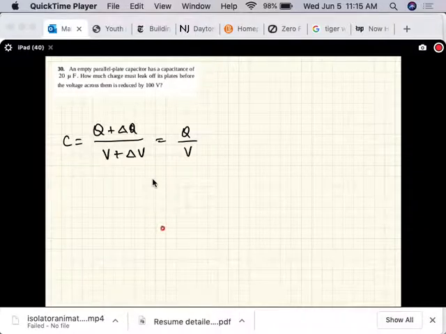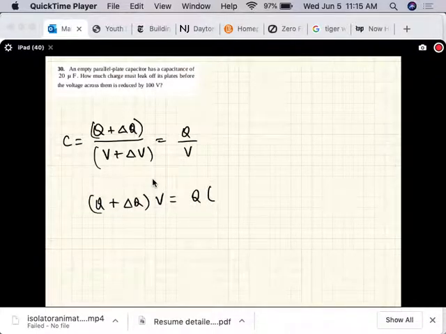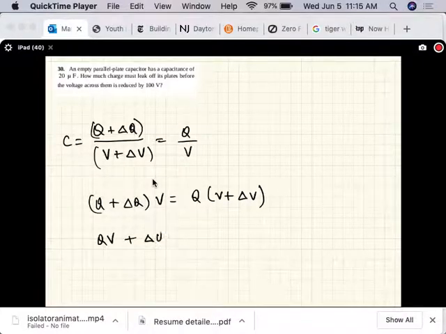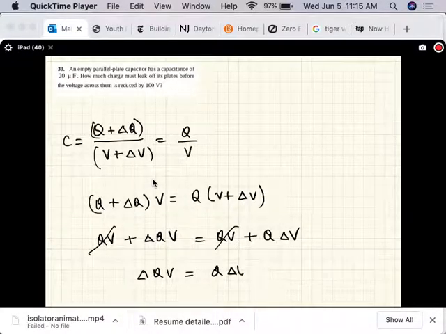Okay, so let's see what this says to us. What this is saying is Q plus delta Q times V equals Q times V plus delta V. So QV plus delta Q times V equals QV plus Q times delta V. That cancels, and so delta Q times V equals Q times delta V.